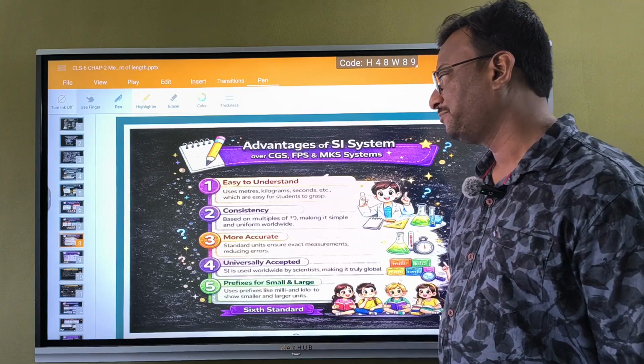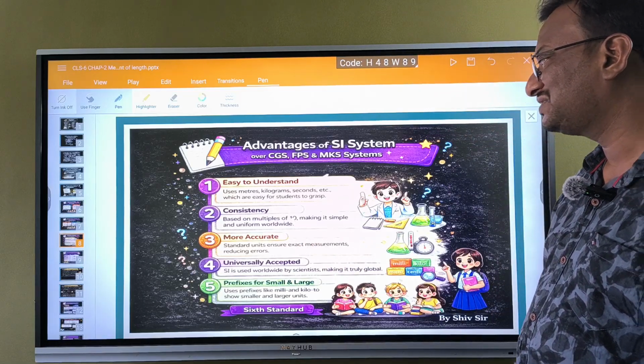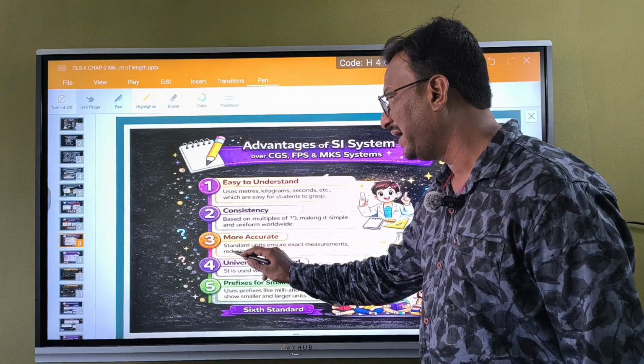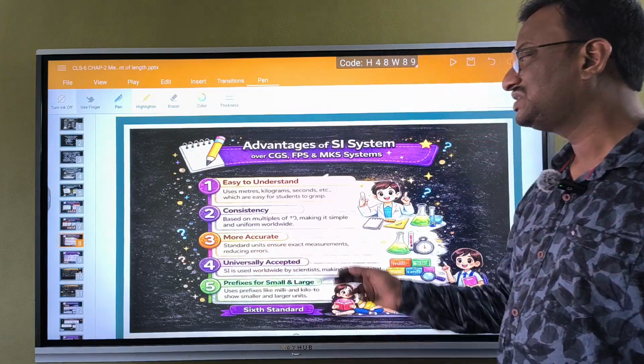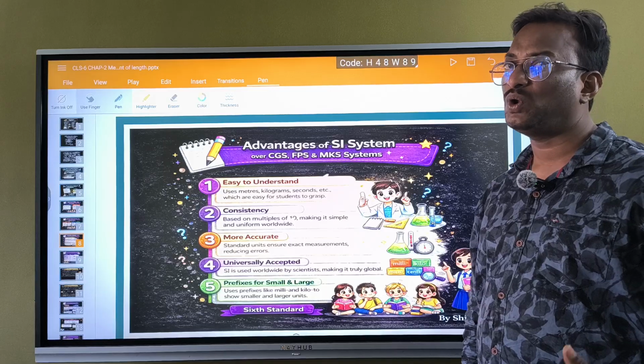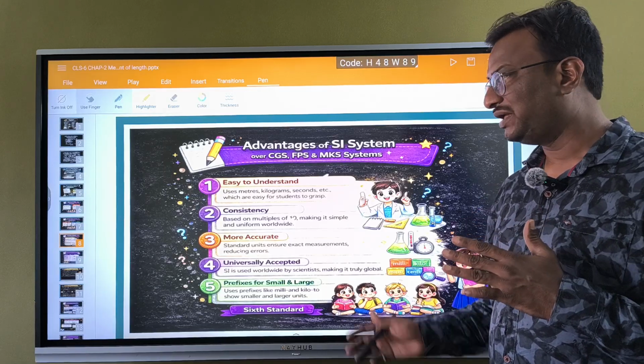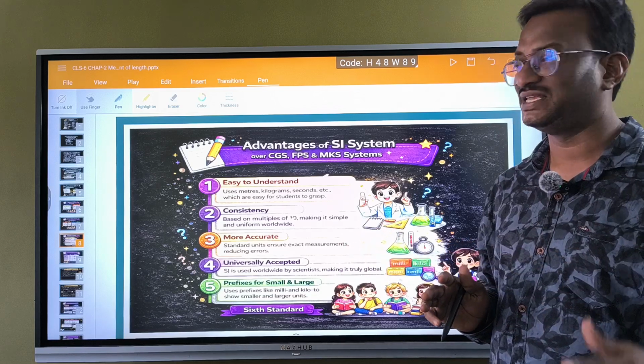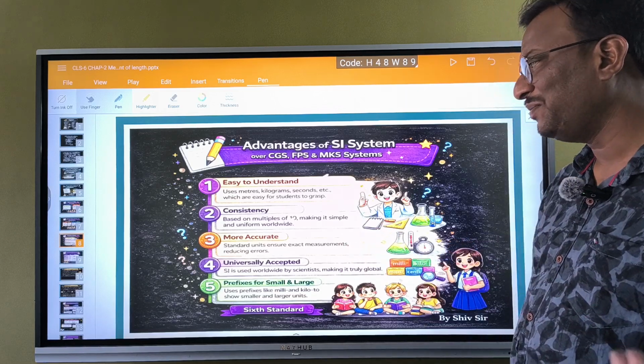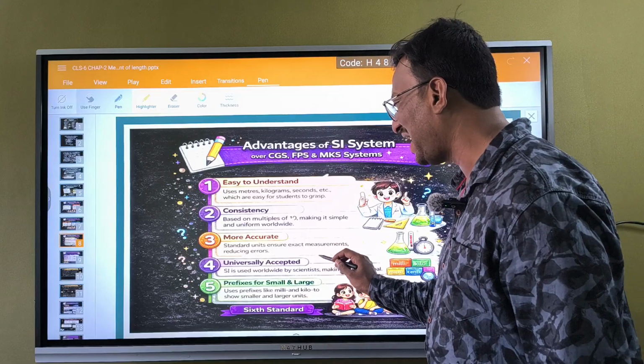Okay, more accurate. Standard units ensure exact measurements, reducing error. So these are standard units. They ensure almost exact measurement, correct measurement, and the chance of error will be very less. Accuracy will be more.